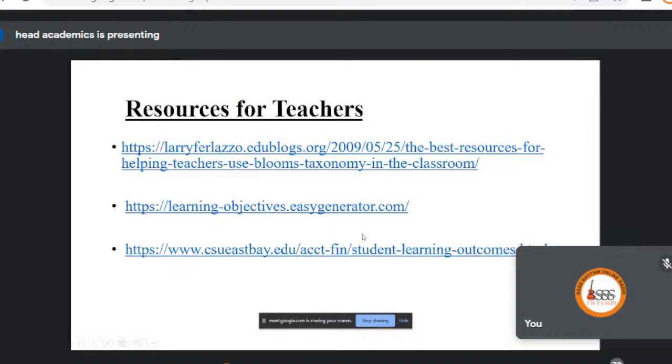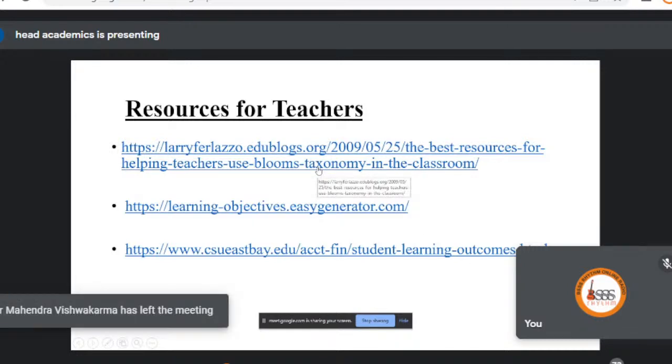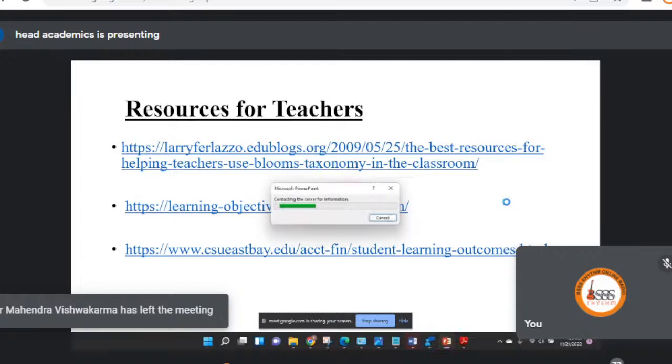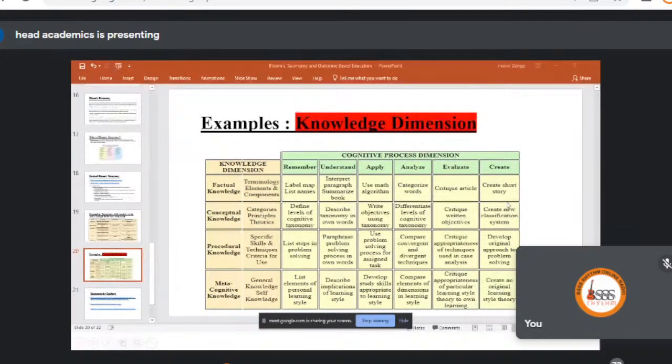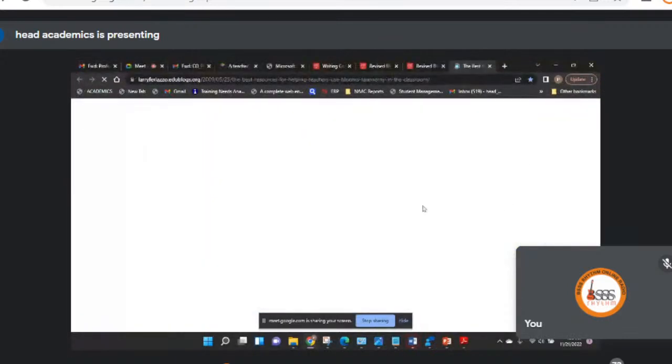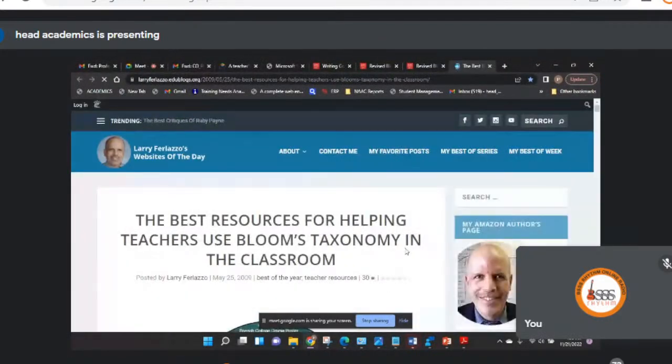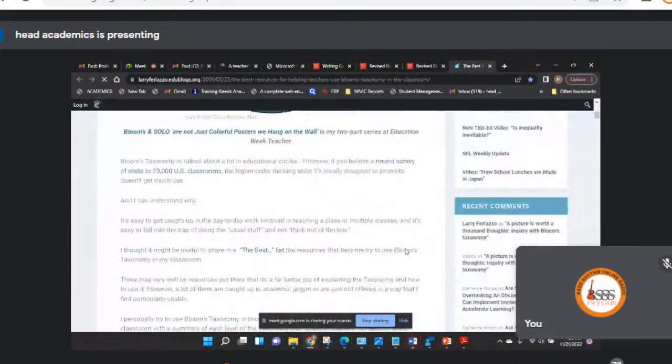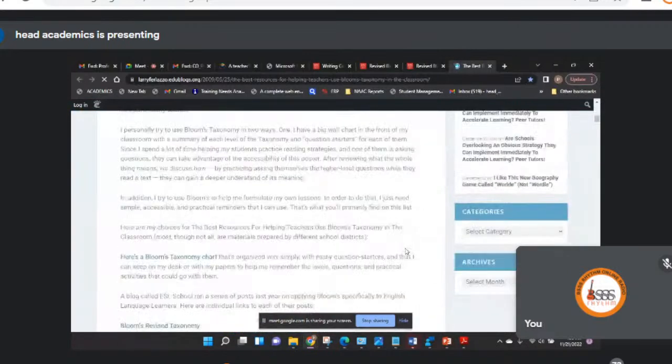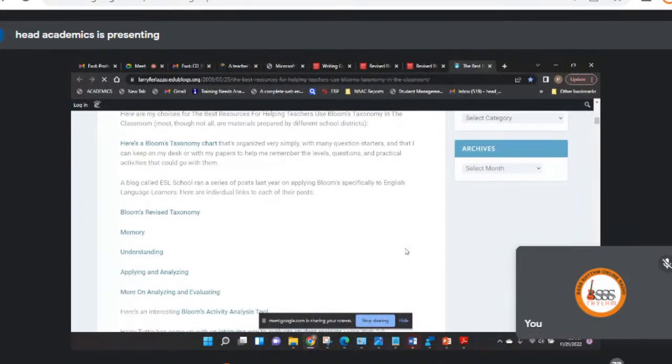And then there are some resources which I have culled out for you. This is a blog which talks about various resources related to helping teachers on Bloom's taxonomy. There are several resources given here, including Bloom's taxonomy and how to use it. There are also some videos using Hollywood films, where they have applied Bloom's taxonomy to those films.